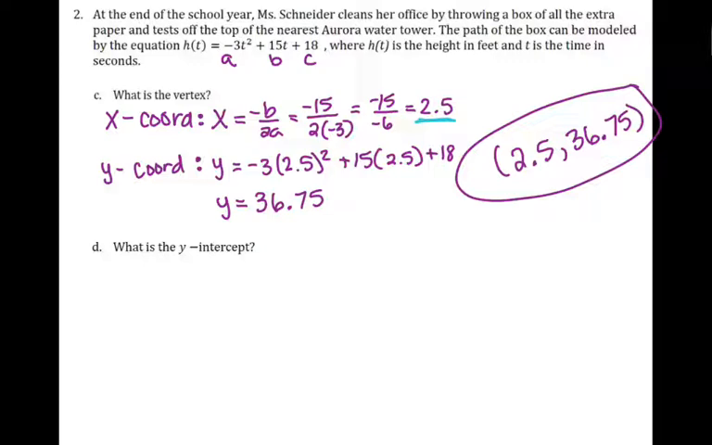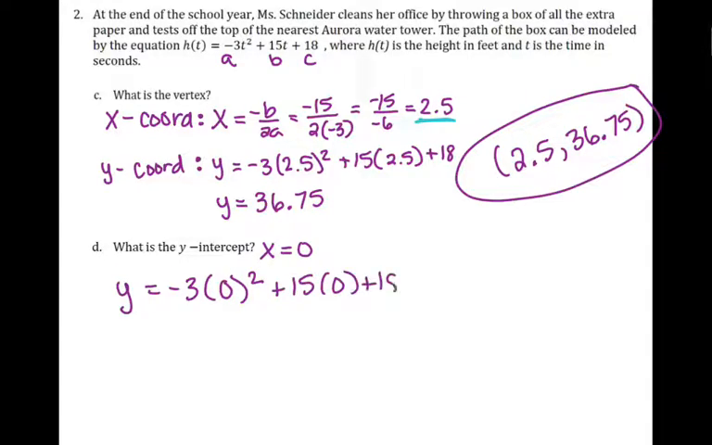Your y-intercept you calculate by plugging in 0 for x. So I have y equals negative 3 times 0 squared plus 15 times 0 plus 18, and all of that's going to simplify to 18. So your y-intercept is (0, 18).